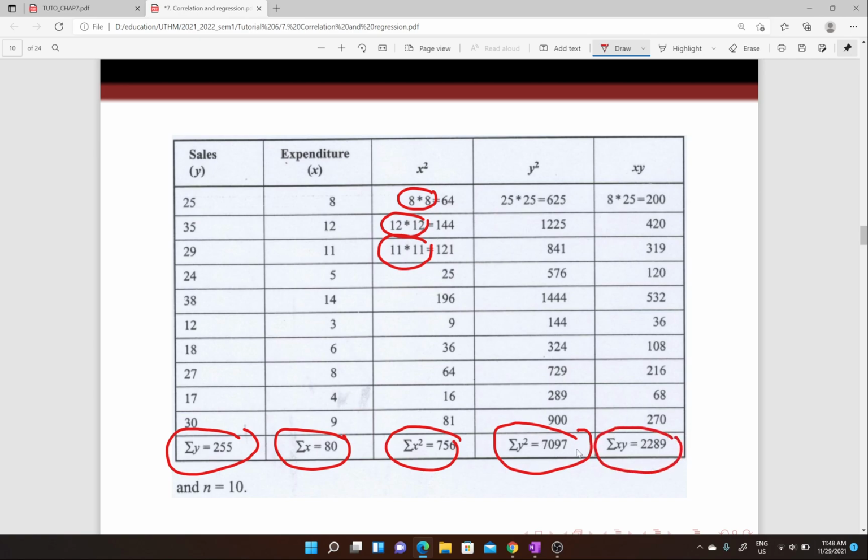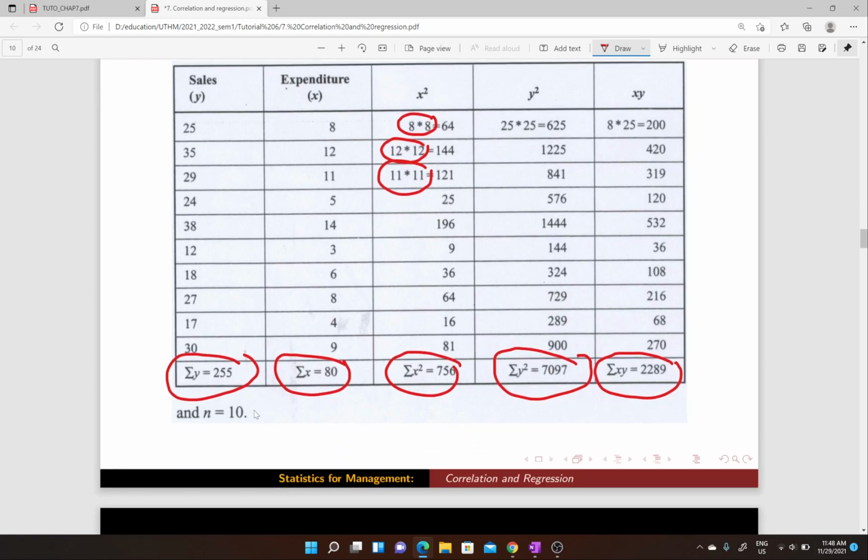With all this summary of statistics, okay, all the summation, and of course n is 10, number of pair. 1, 2, 3, 4, 5, 6.